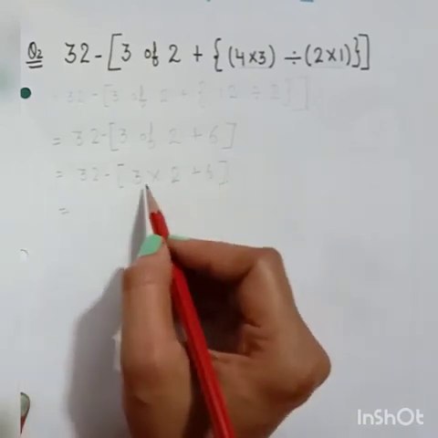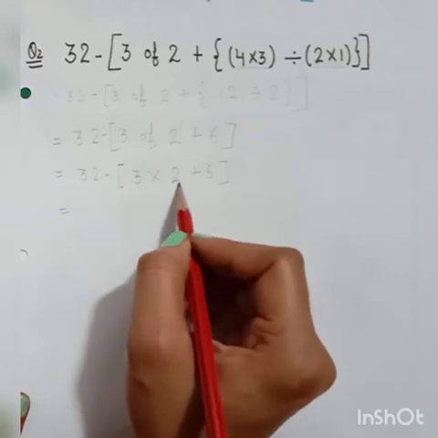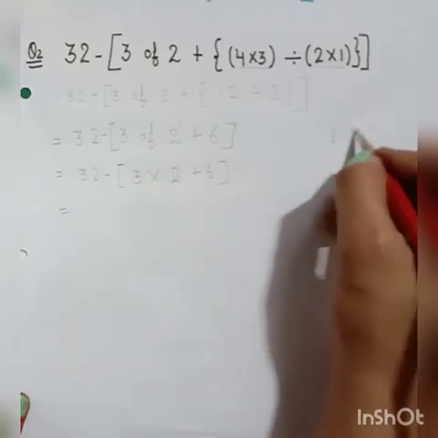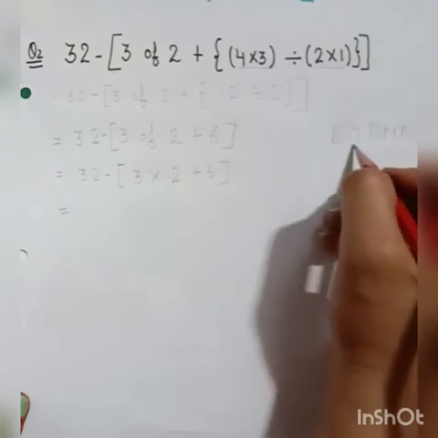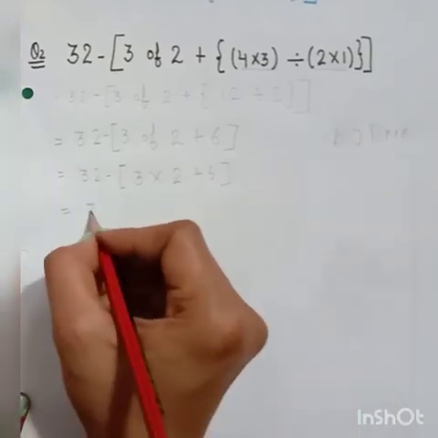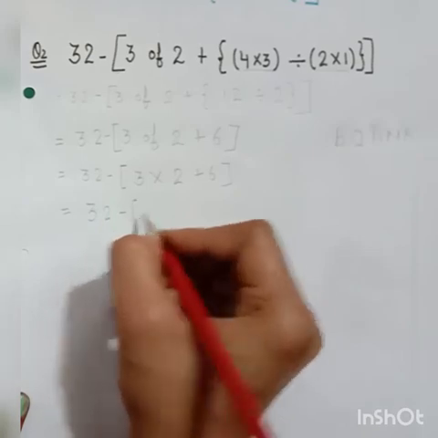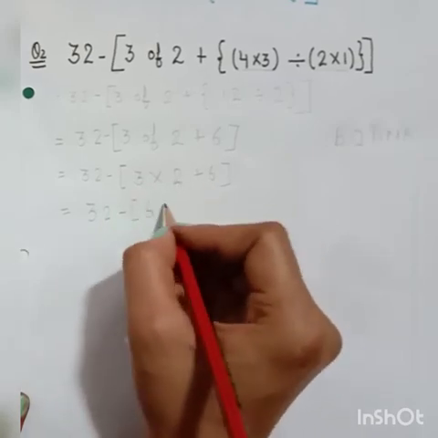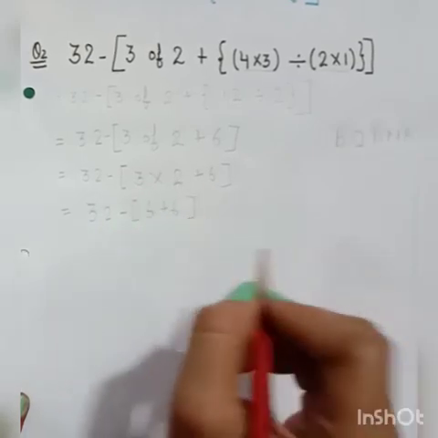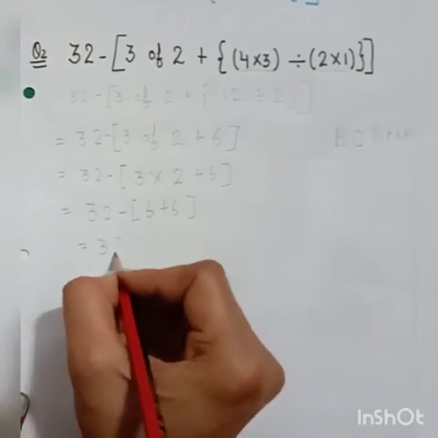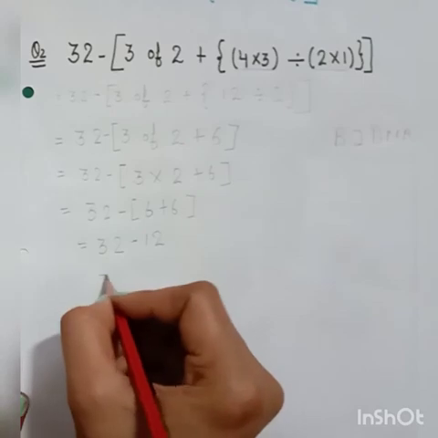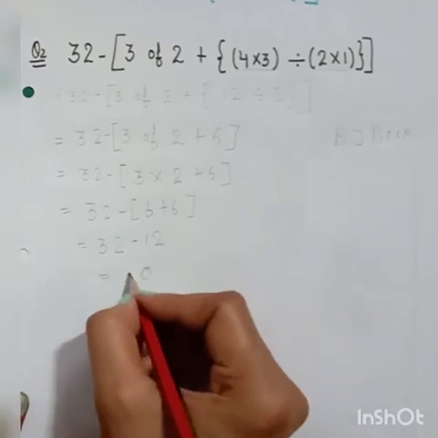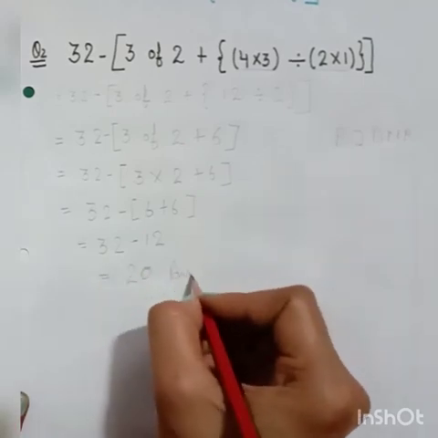In this bracket first you have to solve this 3 and 2. Why? Because in BODMAS we have done with the brackets and now it's turn of. So 32 minus 3 2s are 6 plus 6. Clear? Next 32, 6 plus 6 will be 12. 32 minus 12. And when you subtract it, the answer is coming 20.